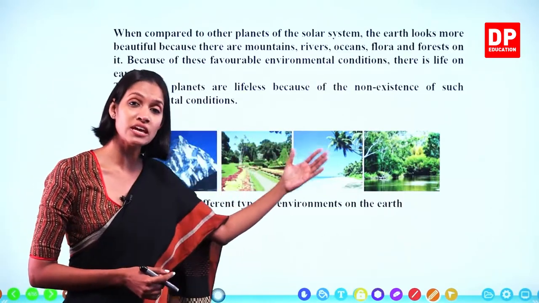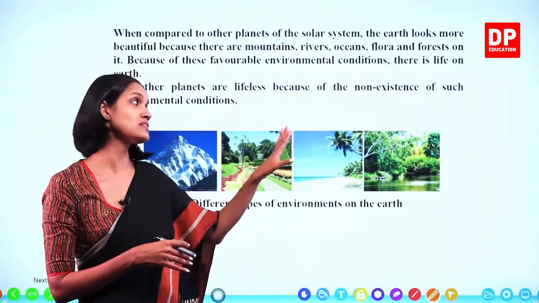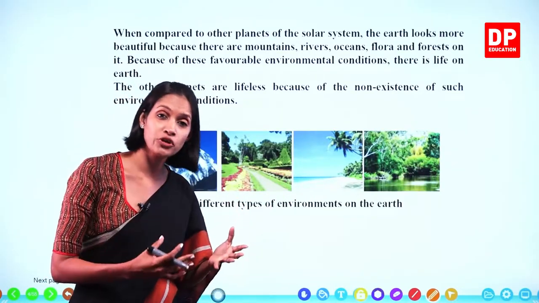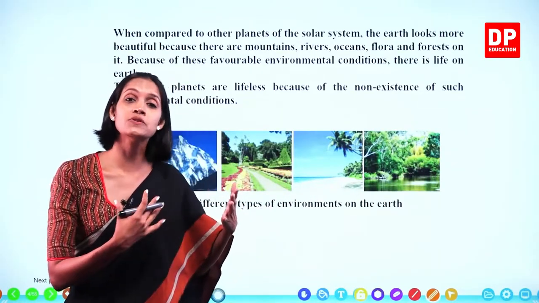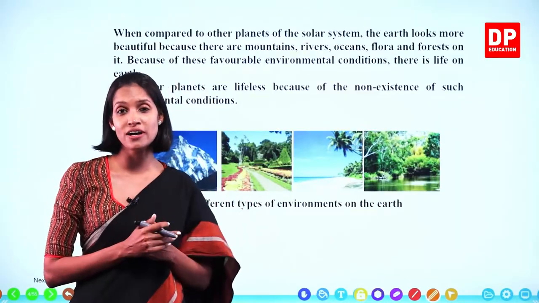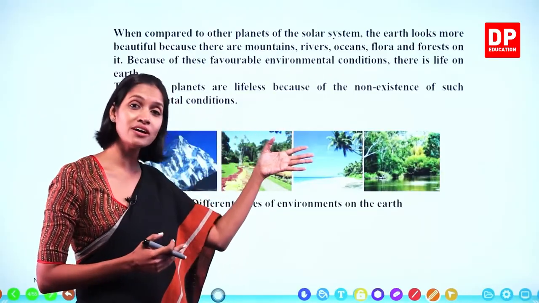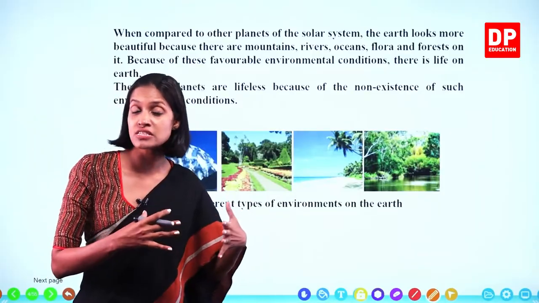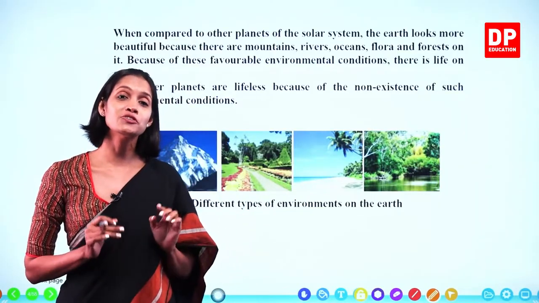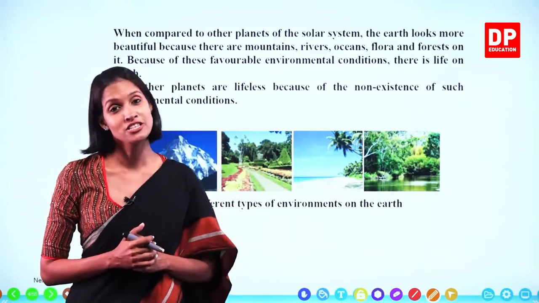Based on the environment, the types of plants and animals living in a particular environment are different, right? The organisms that can withstand those particular environmental conditions can fit into that environment. Therefore, when we consider different types of environments, we can find different sets of plants and animals as well. Now we are going to watch a video on more types of environments that we can see on the earth.